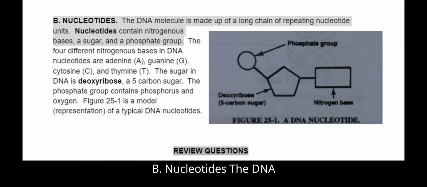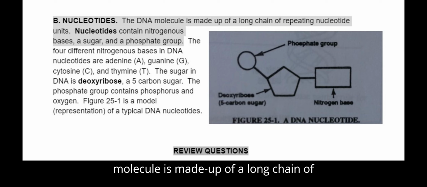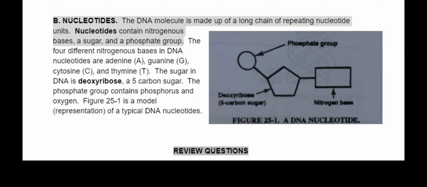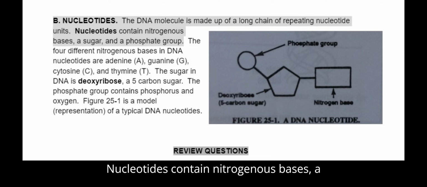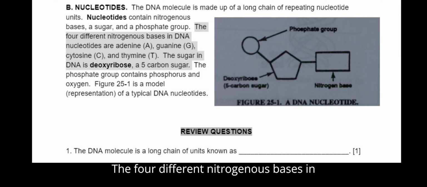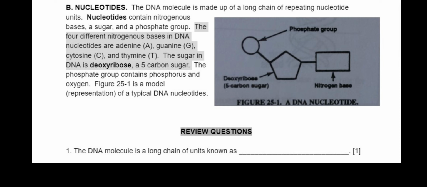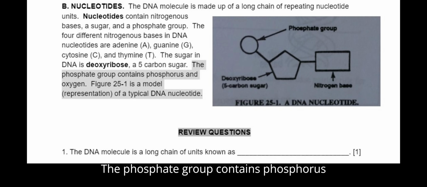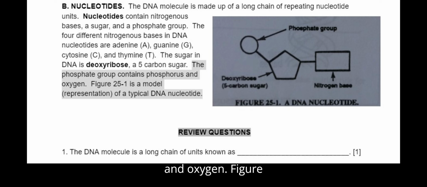B. Nucleotides. The DNA molecule is made up of a long chain of repeating nucleotide units. Nucleotides contain nitrogenous bases, a sugar, and a phosphate group. The four different nitrogenous bases in DNA nucleotides are adenine, A, guanine, G, cytosine, C, and thymine, T. The sugar in DNA is deoxyribose, a 5-carbon sugar. The phosphate group contains phosphorus and oxygen. Figure 25-1 is a model representation of a typical DNA nucleotide.